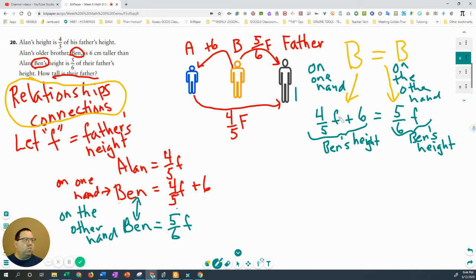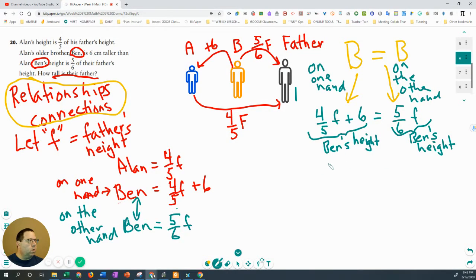And the nice thing is we've been able to use the father's variable in a manner that gives us a single variable. Remember, at the beginning, we don't know Alan's height, Ben's height, or the father's height. That's 3 unknowns. How the heck are you going to solve that? By connecting the unknowns to a single unknown. So let F equal the father's height, and everything's based off that variable, connecting the relationships.